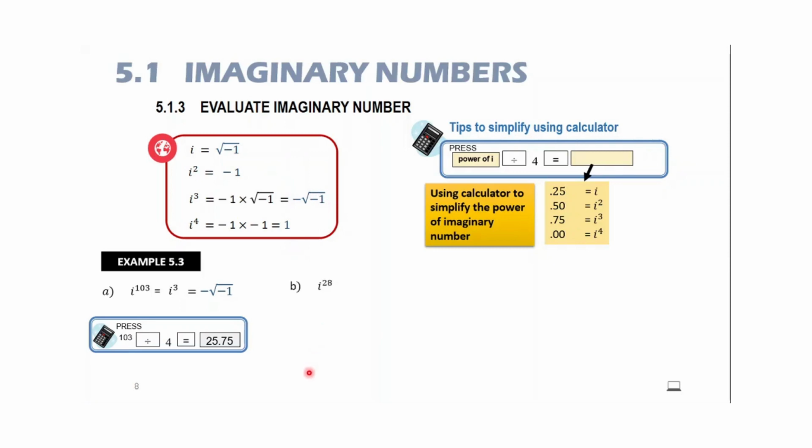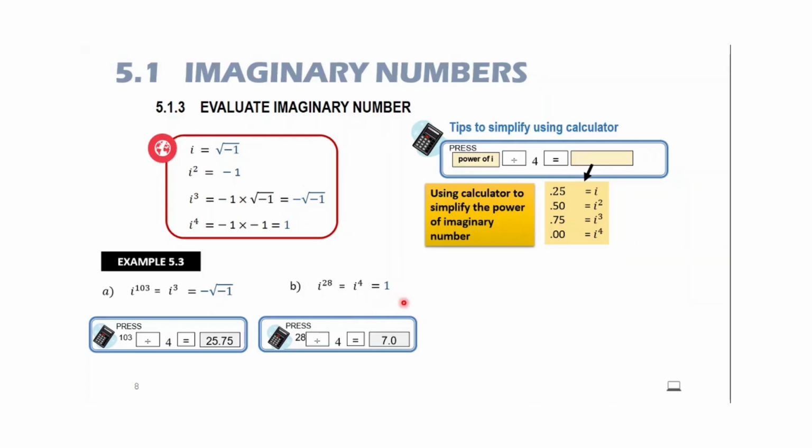Okay, kita tengok contoh kedua. i kuasa 28. Gunakan kalkulator. 28 bagi 4 dapat 7.00. Iaitu tak ada perpuluhan belakang. Ia adalah sama dengan i kuasa 4. i kuasa 4, nilai dia adalah 1. So, ini je cari nilai. Ini yang dimaksudkan dengan cari nilai. Kita simplify and then kita continue with the next step.